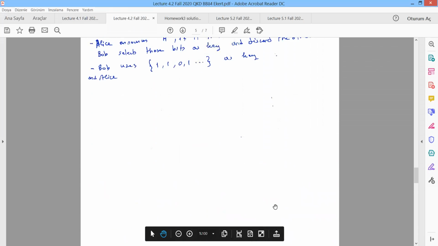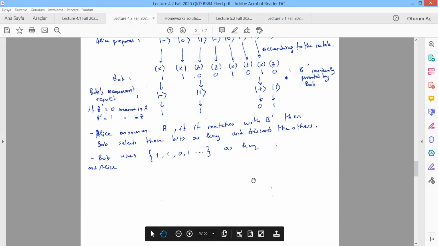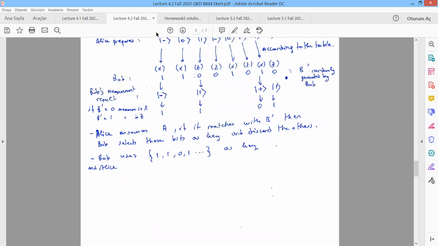So before I go to the Ekert protocol, the second quantum key distribution protocol, are there any questions?